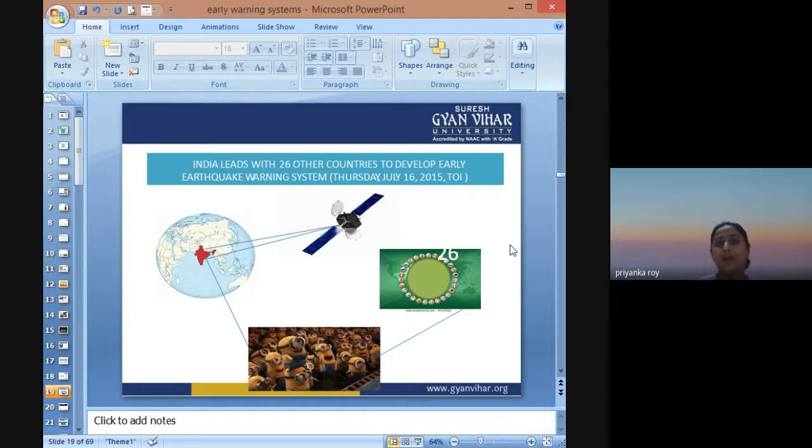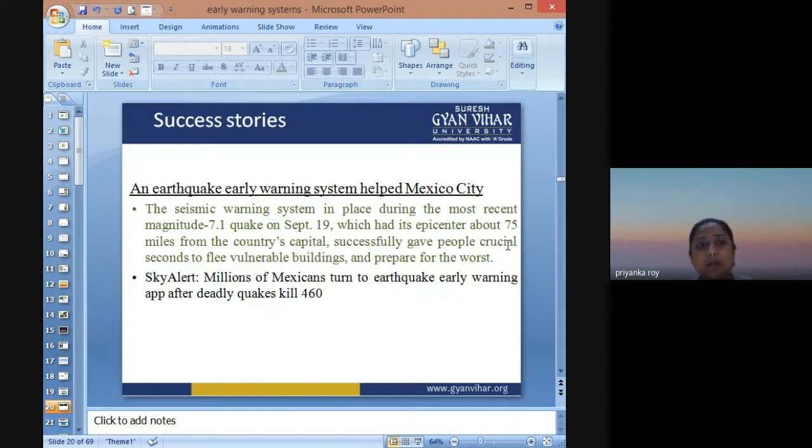Here in this lesson we are going to focus more on the early warning system. India, led by about 26 other countries, developed an early earthquake warning system. In 2015, it had developed that. And it has been seen that an earthquake early warning system has helped many places, like why we need it in our country.